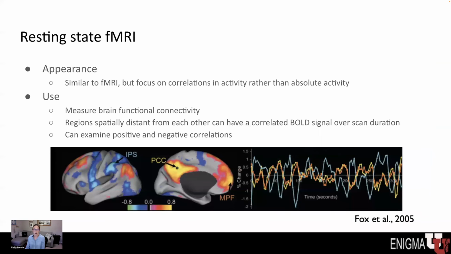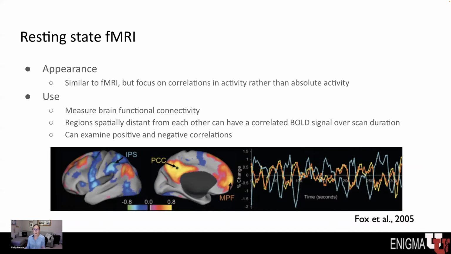Resting state fMRI. The appearance is similar to fMRI, where you're seeing a heat map of activity, but the focus for resting state fMRI is on correlations in activity rather than the absolute activity. So with fMRI, you're seeing clusters of what's active. Here we're interested in what clusters are active together. This is usually done at rest. So the person is instructed in the scanner to just sit quietly, still, and have their eyes open and just let their mind wander, not think about anything in particular.